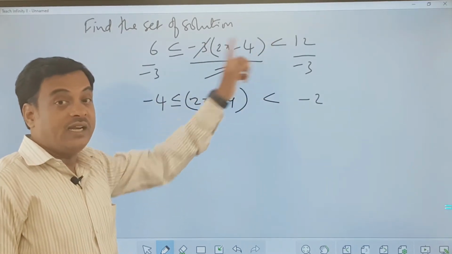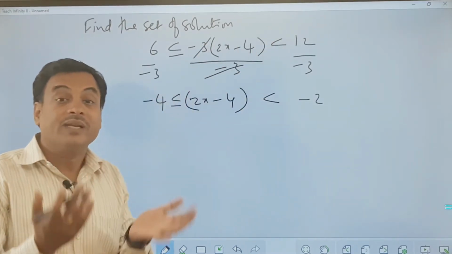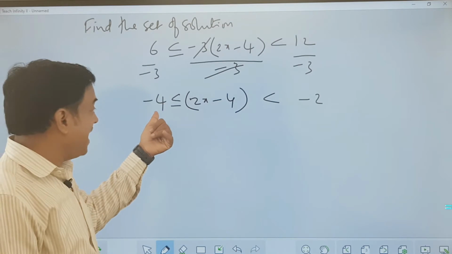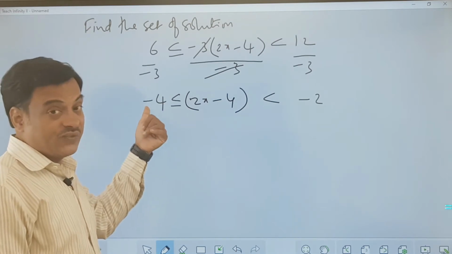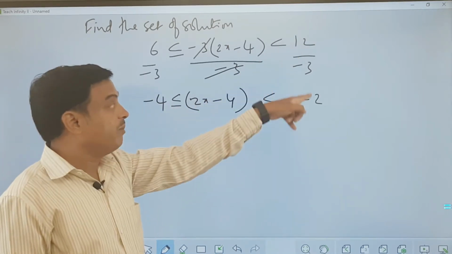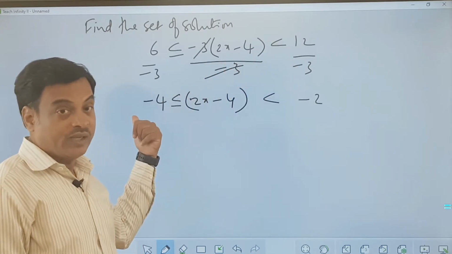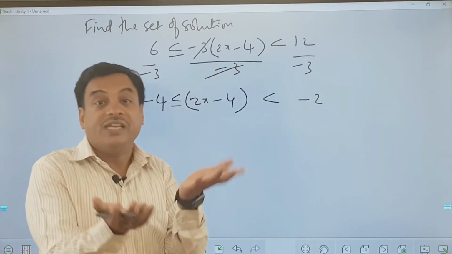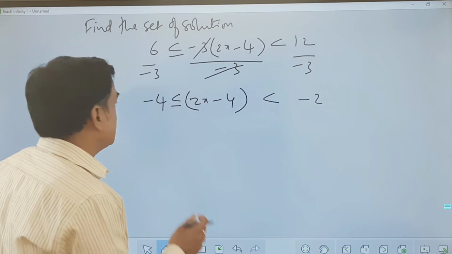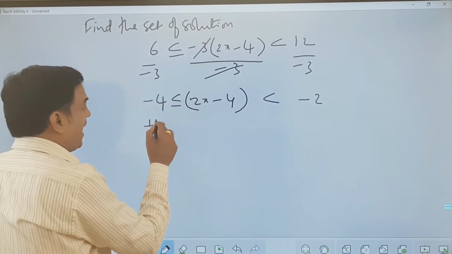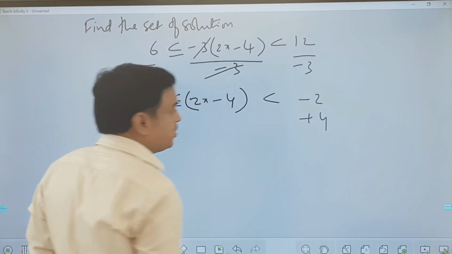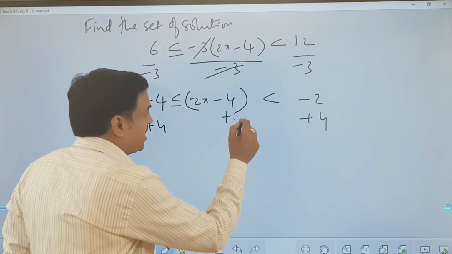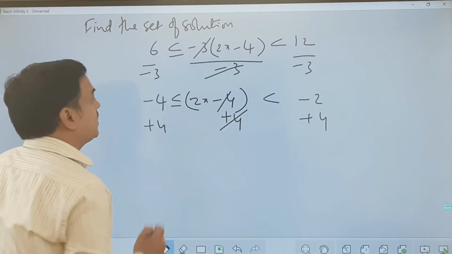A positive sign after dividing by -3 is becoming a negative sign, and based on that, please understand the -4 less than or equal to. Here it should be -4 actually, that will transfer over here. So the inequality is changing in that case. Okay, so now to remove this -4, I'll add +4 on both sides, and here also I'll add +4. So +4 and -4 get cancelled.